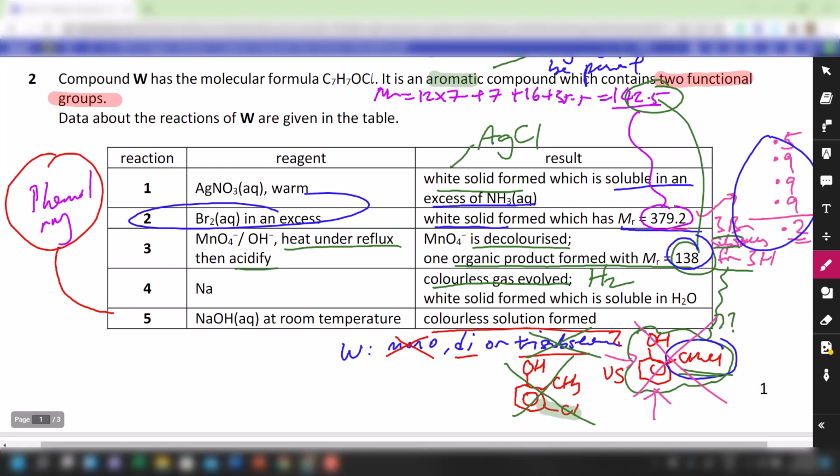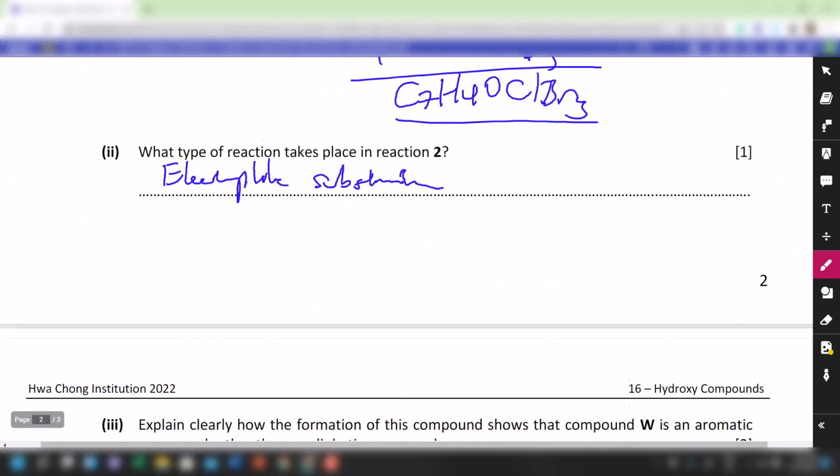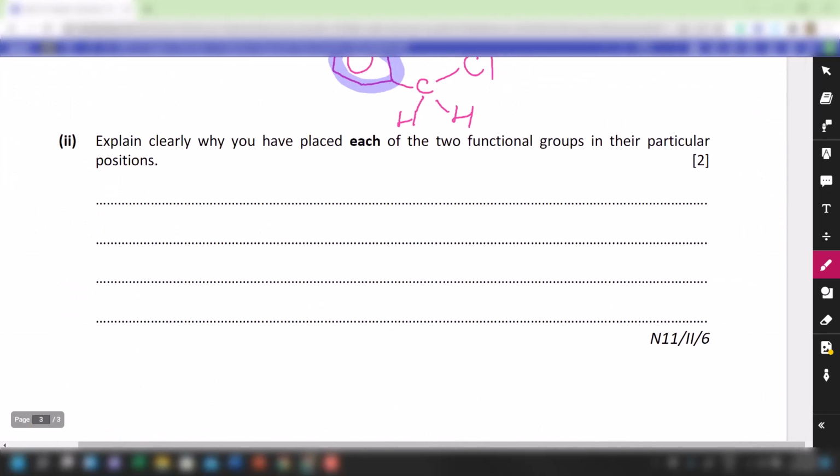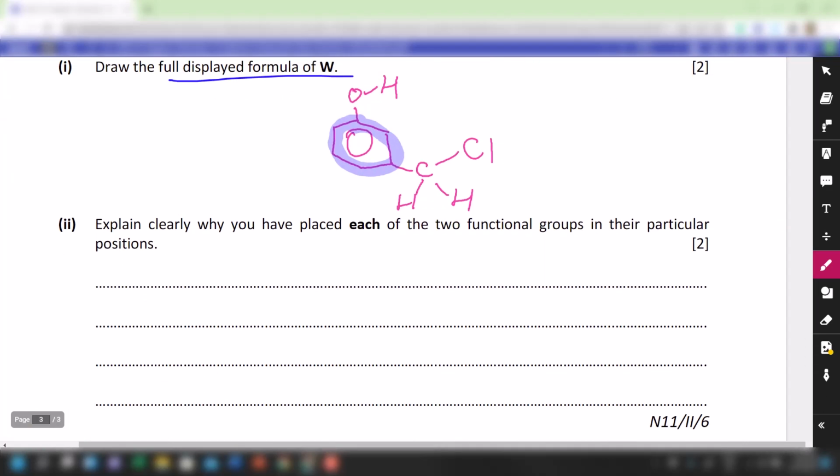So with the reasoning I have given, I would be able to successfully defend my answer to part 1: number 1, the 1,3 disubstituted pattern, and number 2, why chlorine must be bonded to the side chain rather than directly to the benzene ring.